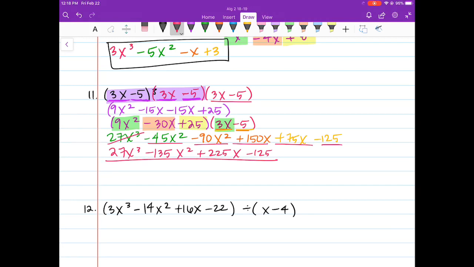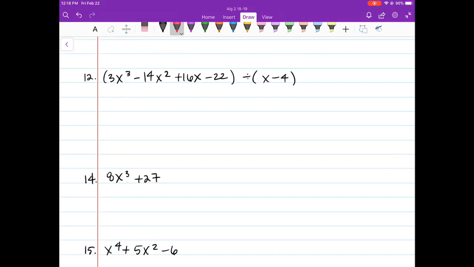Final answer. Number 12, it doesn't tell us how they want us to do that division, but since we are dividing by a linear binomial, right, so x minus something or x plus something, we can go ahead and do synthetic division. So we're going to put a positive 4 in the box. Remember, it's always the opposite sign. Or you can say, well, I'm setting it equal to 0 and solving for x. Either way, positive 4 in the box. And then I always make sure x cubed, x squared, x and our constant. And our coefficient of x cubed is 3. Coefficient of x squared is negative 14, 6, and then negative 22.